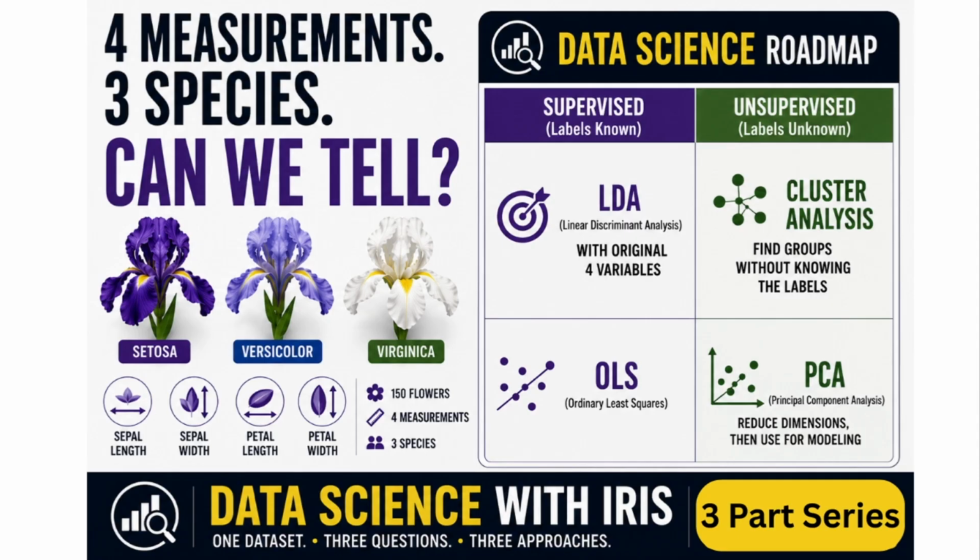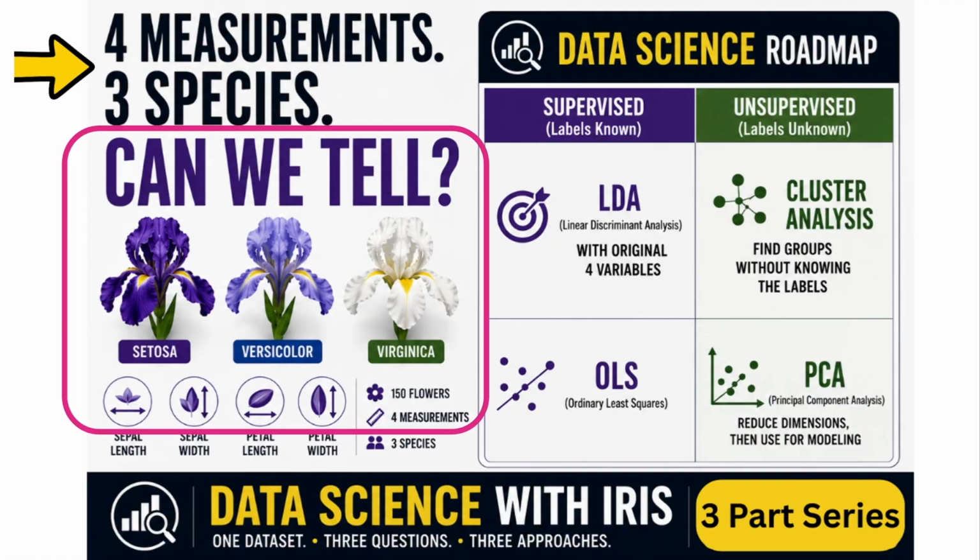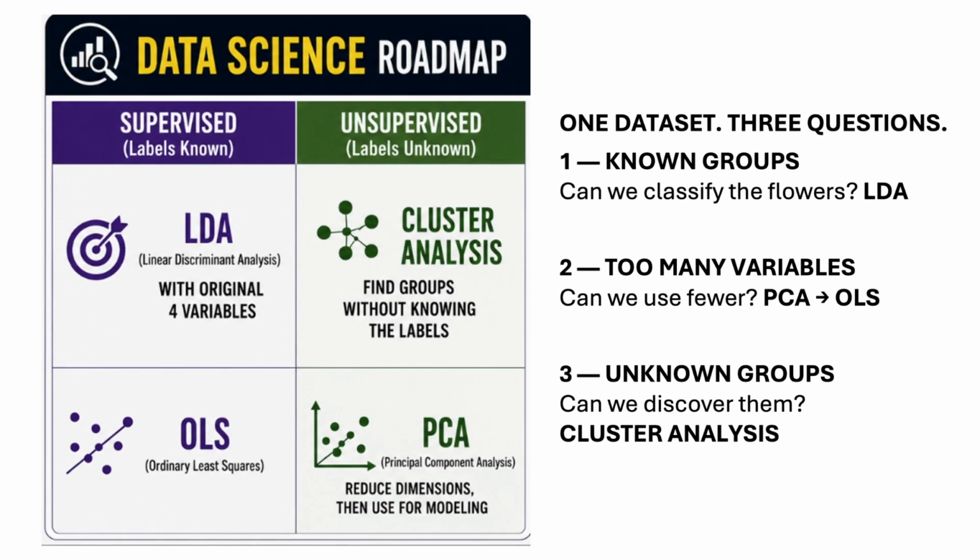And today we'll start with Fisher's original problem. Can 4 measurements tell us which flower we're looking at? And below is a roadmap we'll follow that will guide our data science walkthrough for the coming 3 videos. But before we get into the models, let's look at what we're actually working with.